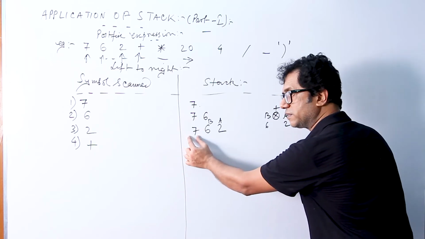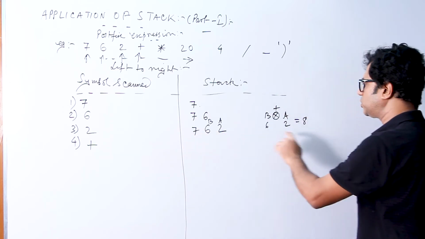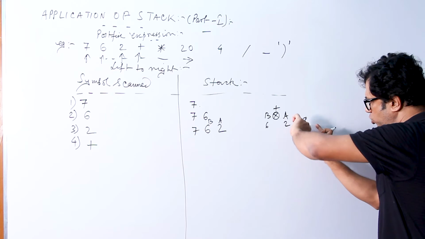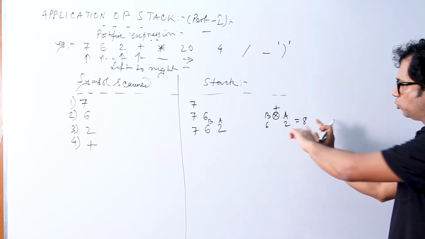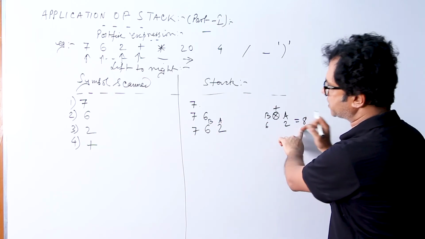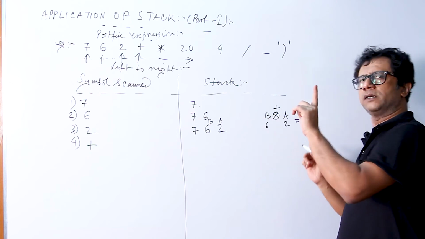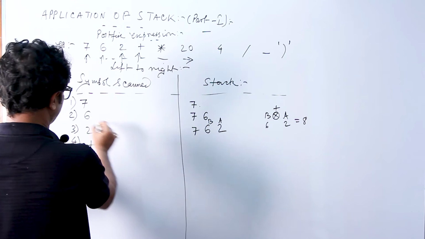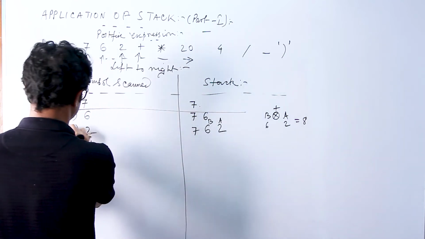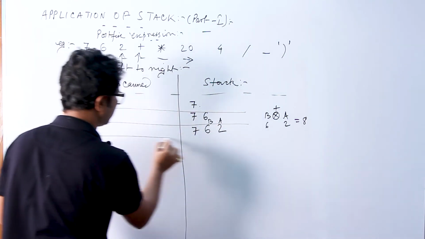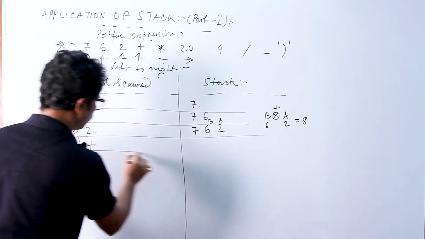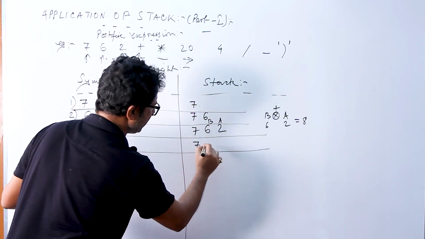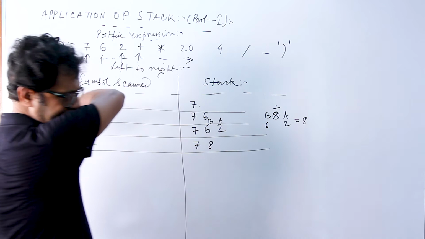Only 7 remains in the stack because you have taken out 6 and 2. The result is 8, and we push this result back to the stack so that the stack again grows by unity. So now this is number 1 step, this is number 2 step, this is number 3 step, and this number 4 step will give us 7 and 8.